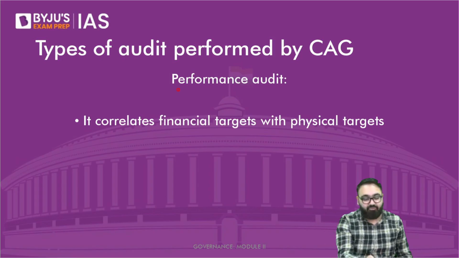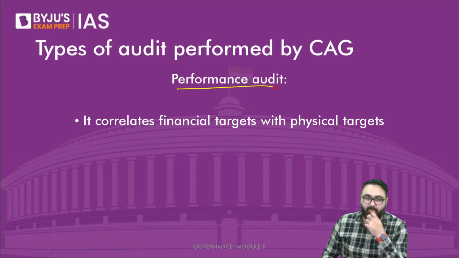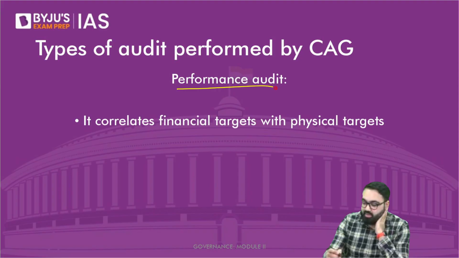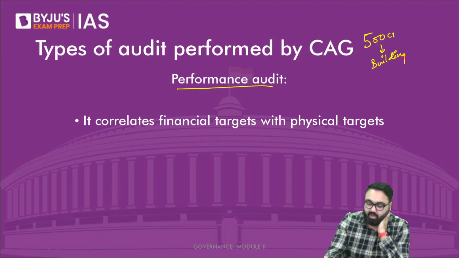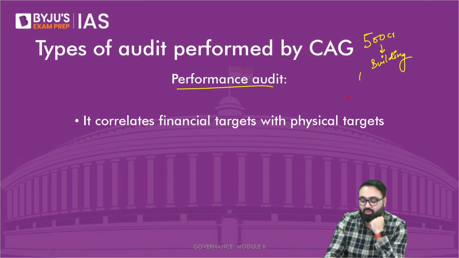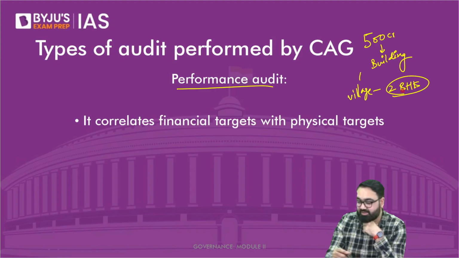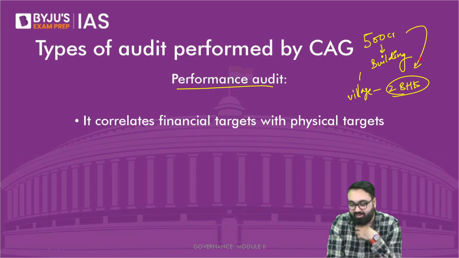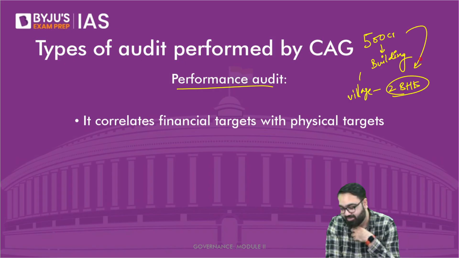Third is the performance audit. Performance audit means, let's assume the government spent 500 crore rupees to build a building. Now let's assume the CAG asked the government, show me the building because I want to see whether you actually built the building or not. So government takes the CAG to a village and shows a 2 BHK house and says, see, amazing house, right? Only 500 crore rupees. This is what we have built.